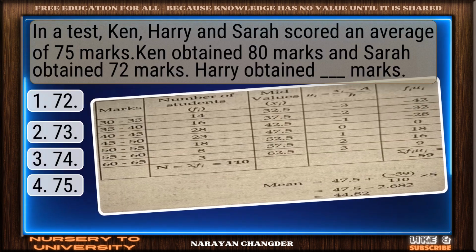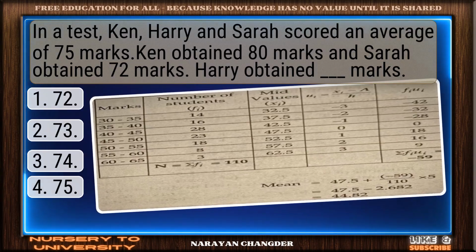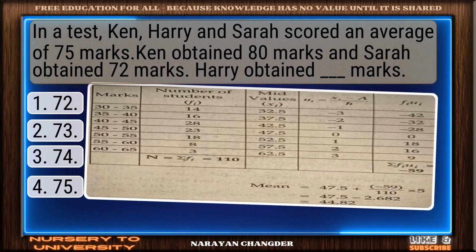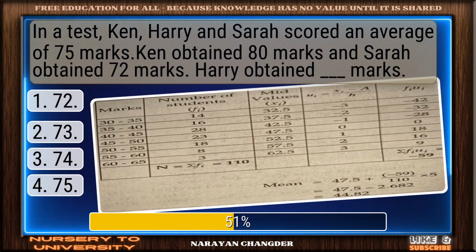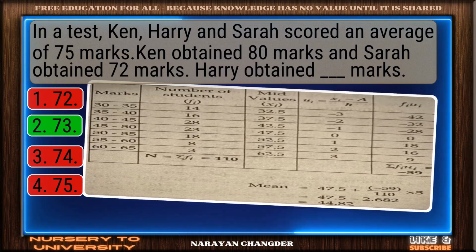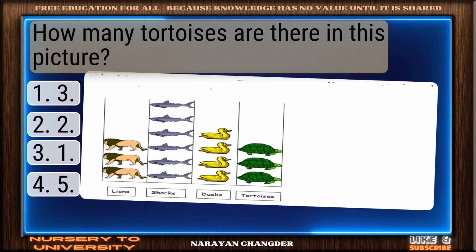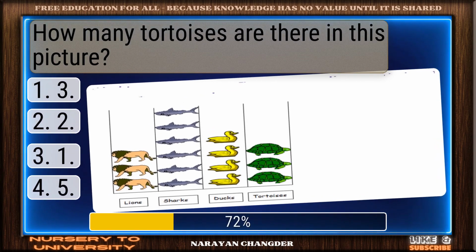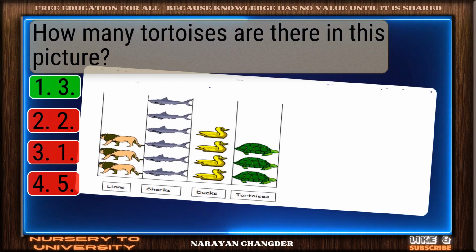In a test Ken, Harry and Sarah scored an average of 75 marks. Ken obtained 80 marks and Sarah obtained 72 marks. Harry obtained dash marks. Solid response. 73 is a valid choice. How many tortoises are there in this picture? You're right. 3 is the correct answer.